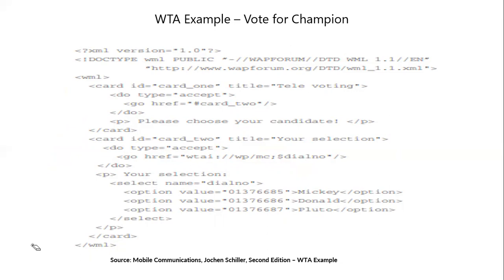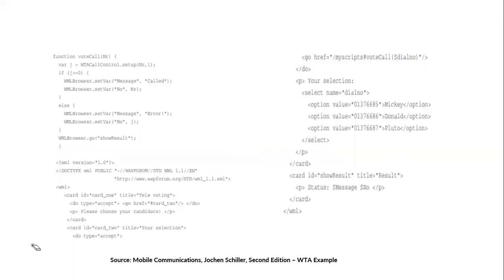But there are some other issues which are ignored in this code. For example, when you are making a call, there may be an error, or the user might not pick up the call, or he may be busy. Such cases are not addressed in this code. So there is another code which addresses all those things. In this code, you can see here we are using a WML script at the top.